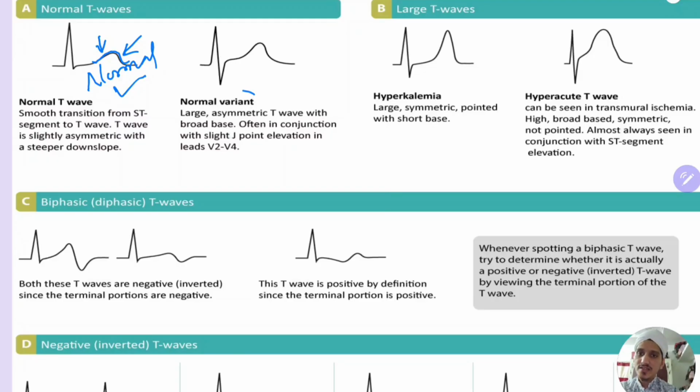One more normal is there, but it's a variant of normal. A large asymmetric T wave with broad base. Here the base is broad, but still the limbs are asymmetric, often in conjunction with slight J point elevation in leads V2 to V4. So slight J point elevation will be there, but the patient will not have any chest pain symptoms. This is seen in the early repolarization pattern. So this is also a normal variant.